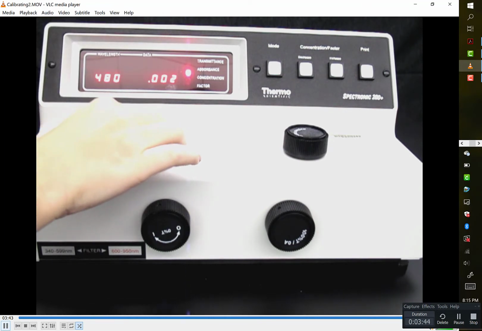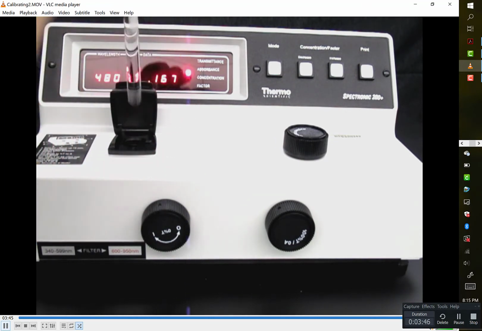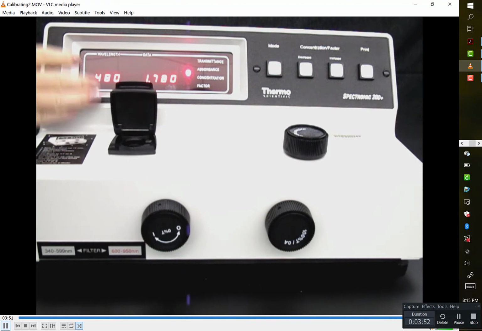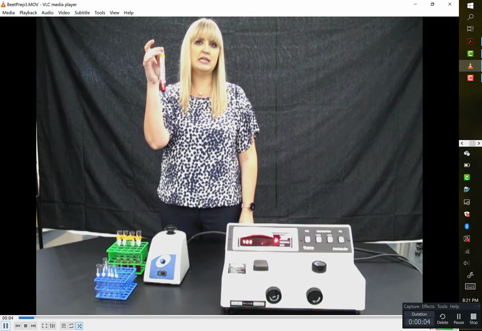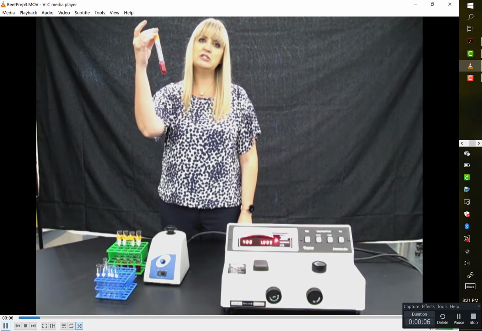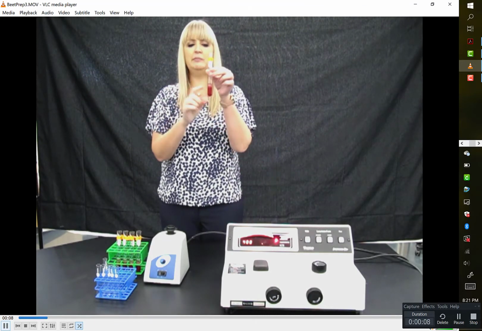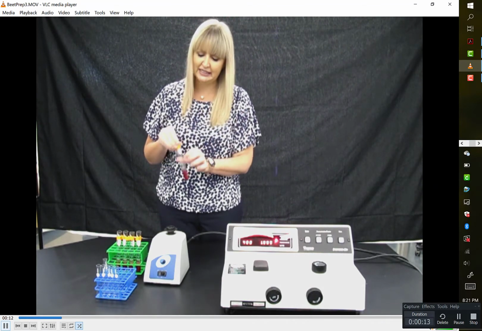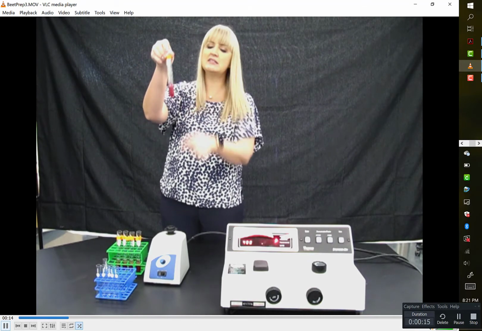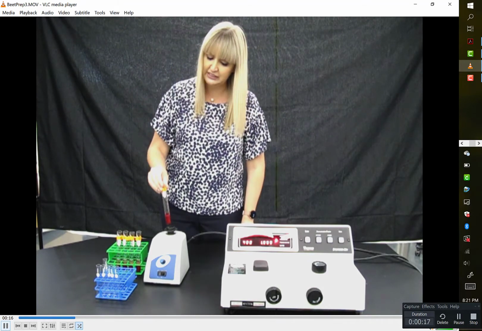So I'm just going to now take my blank out. So this is my water. I'm going to take it out and I'm going to put it aside. And now my spectrophotometer is ready to put my sample cuvette in. So our test tubes with our beads have been going for 30 minutes. And so now what I'm going to do is I'm going to take the bead and the solution and I'm going to vortex for 5 seconds. And the purpose of that is just to mix any pigment that's settled in the tube.